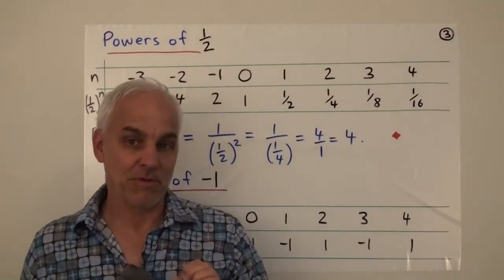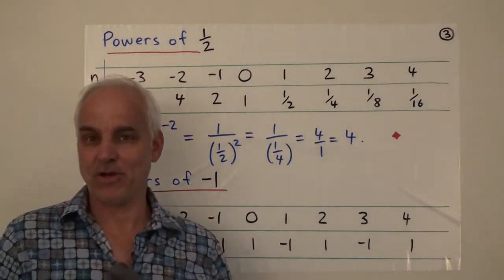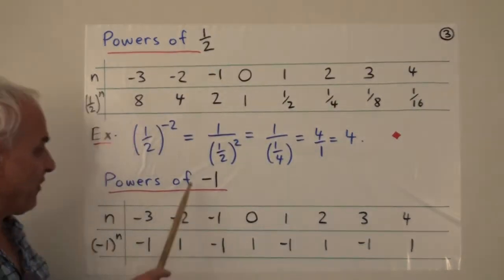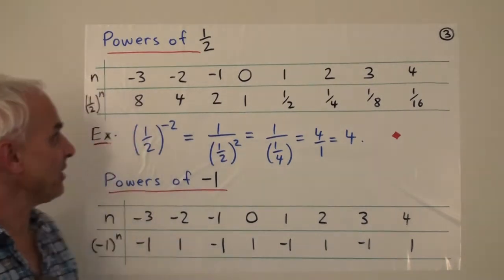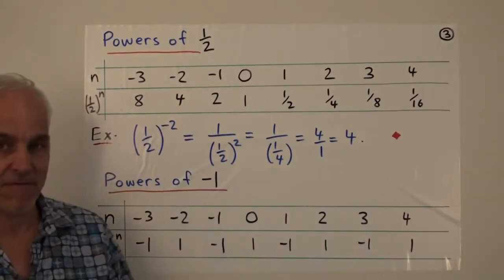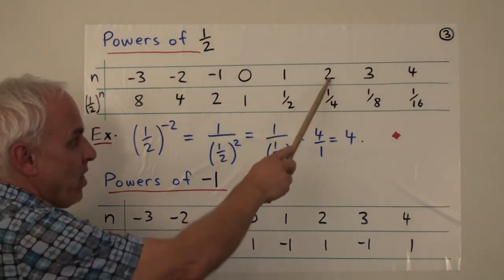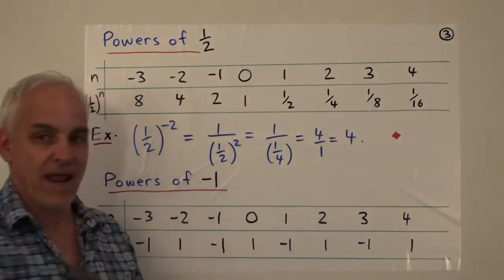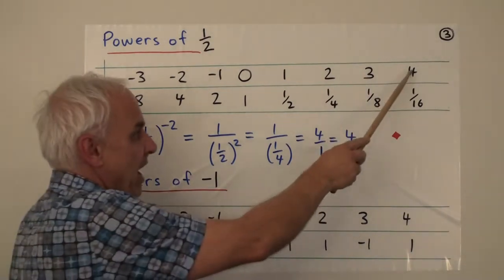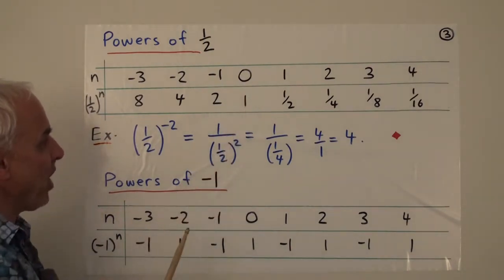Now it's also possible for us to take powers of a fraction, or in fact powers of a negative number as well. The pattern is really the same thing. Let's have a look at powers of a half. So we're talking about a half, and then 1/2 squared, which is a quarter, 1/2 cubed, which is 1/8, 1/2 to the 4th, which is 1/16, and so on. 1/2 to the 0 is still 1.